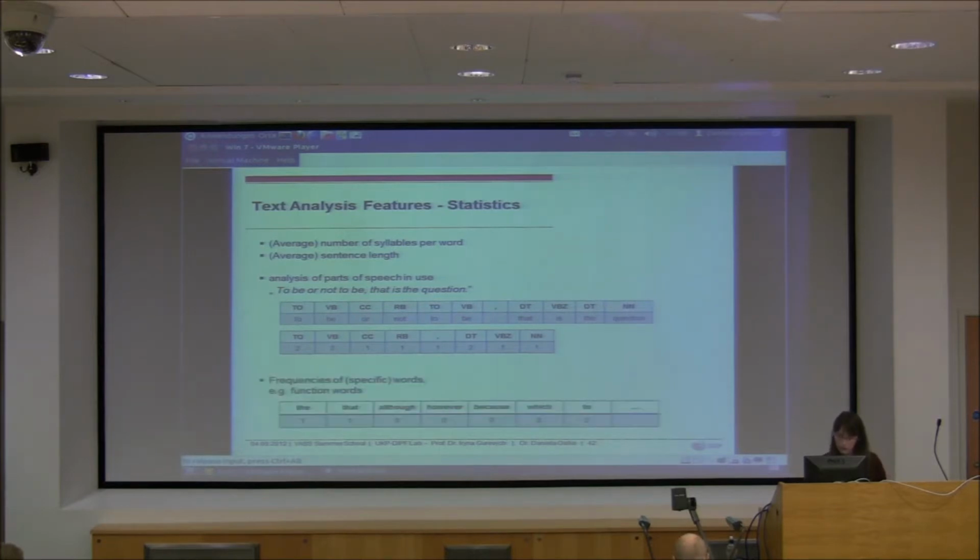Another feature to search for would be the frequency of specific words, for example function words like the, that, although, however, because, which. This may sound strange at the beginning, but if you think about it for a while, you may realize that almost all people have their favorite function words. Some people tend to write "however" in every second sentence. Other people take "although" and so on, and so that's quite a good discriminating feature, actually.